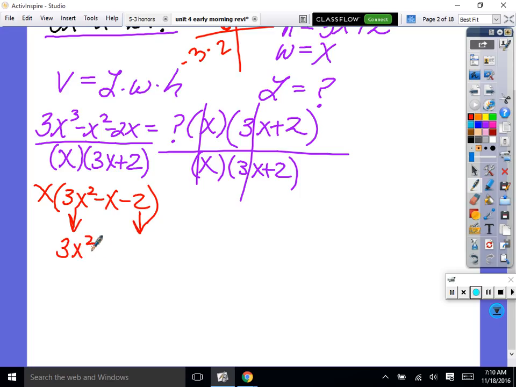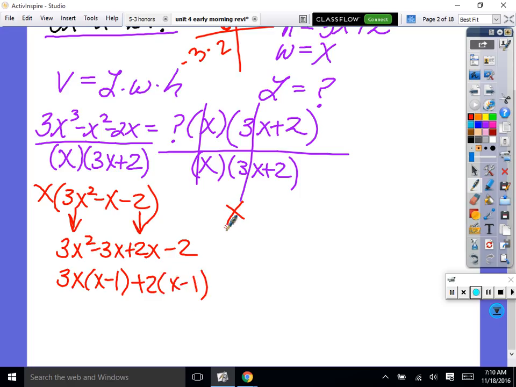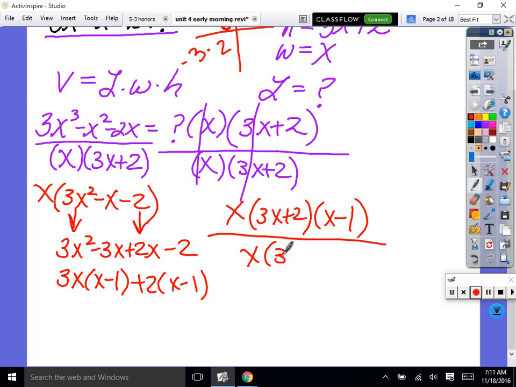So we have 3x squared minus 3x plus 2x minus 2. Factor out of 3x. Left will be x minus 1. Factor out of 2. Left is x minus 1. So the top factors to be x times 3x plus 2 times x minus 1, okay? And then on bottom, we had x and 3x plus 2. And that was equal to question mark.